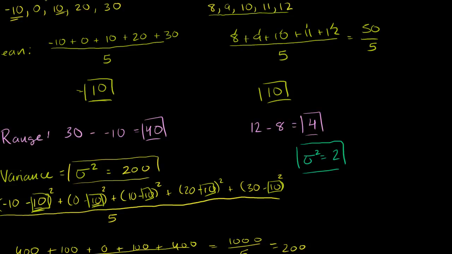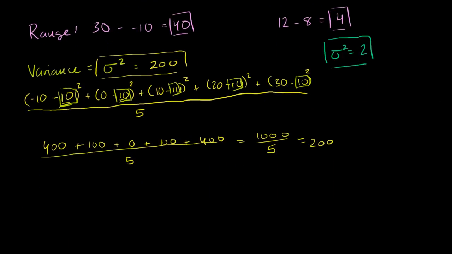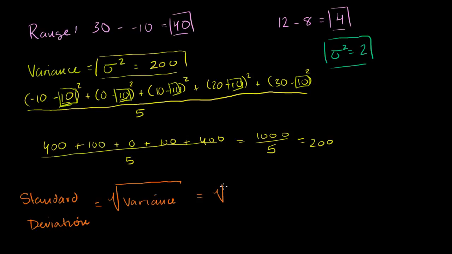So what people like to do is talk in terms of standard deviation, which is just the square root of the variance. It's just the square root of the variance, or the square root of sigma squared. And the symbol for the standard deviation is just sigma.